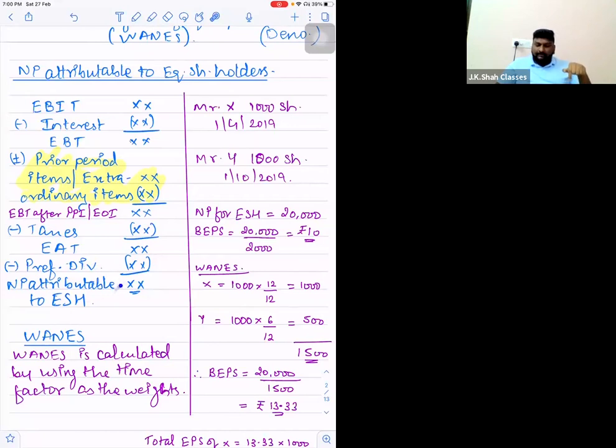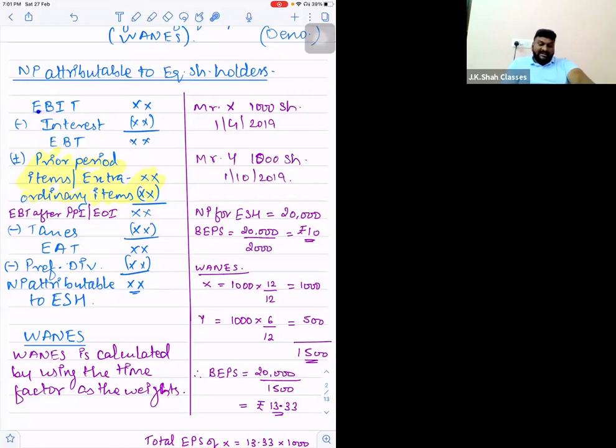After that, whatever profit is now left is called net profit attributable to the equity shareholders. This final figure is called net profit attributable to the equity shareholders. And in this manner, it has to be calculated if asked in the exam. But 99%, the final figure, that is net profit attributable to the equity shareholder, will always be given in the question only.